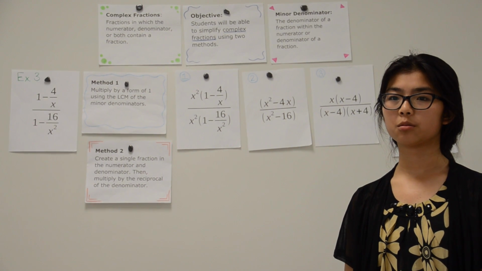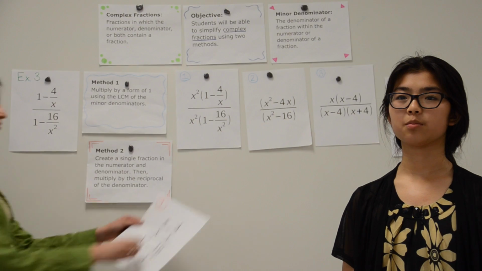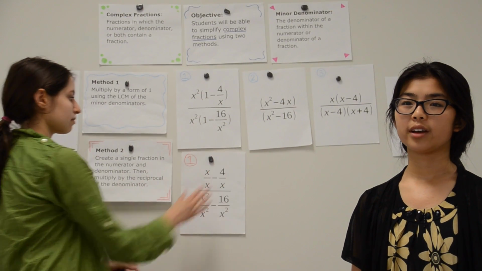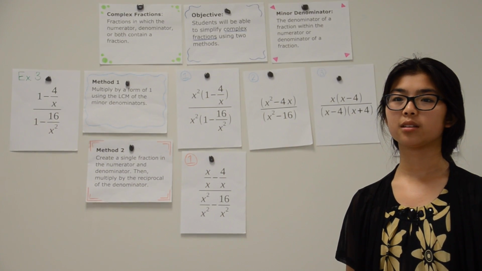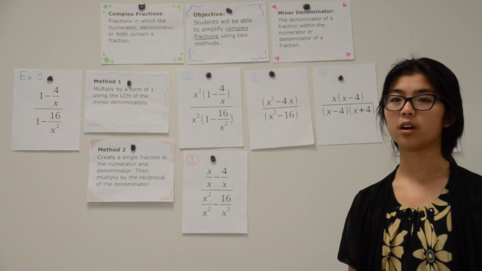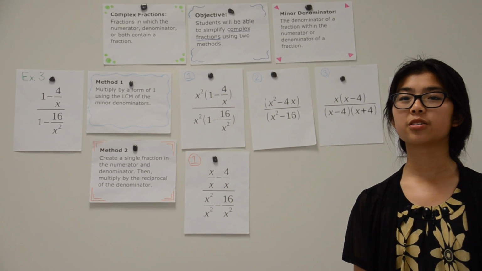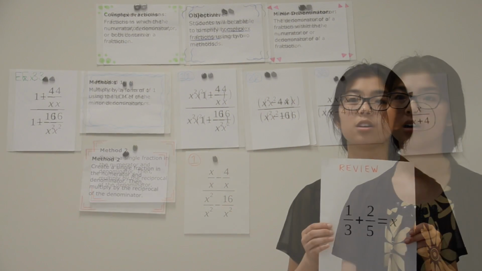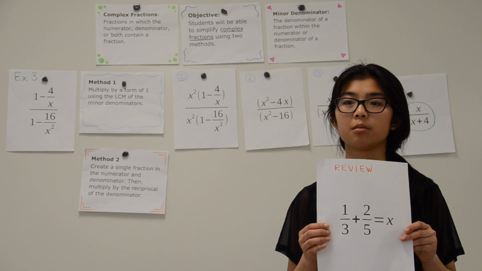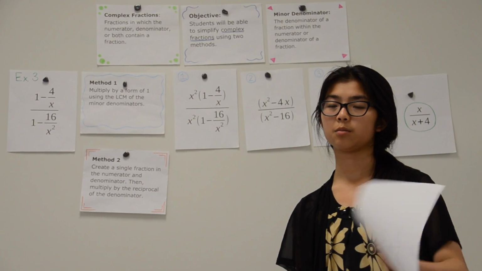So you can multiply the numerator and denominator of the complex fraction by separate forms of 1. This is okay to do because even though you're multiplying the top and bottom by different forms of 1, it's still a form of 1 and therefore will not change the value of the expression. You can treat this like our first example. You are just finding a common denominator to carry out the operation of subtraction.